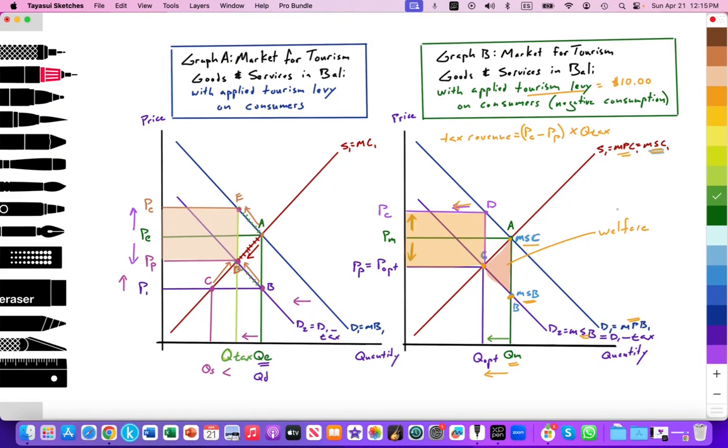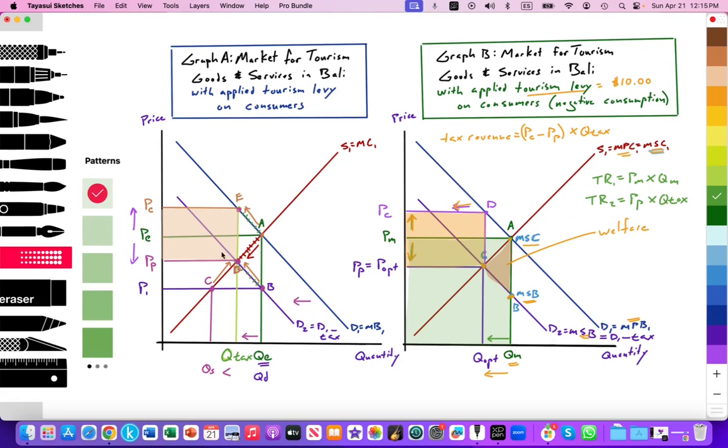As mentioned before, total revenue for firms is reduced. We can mention that in our evaluation. Total revenue initially was PM times QM, but then it is reduced to total revenue 2, which equals to the price received by the producer, multiply it by the reduced quantity of tax. And we can visualize that for a moment. The original quantity or total revenue was this rectangular area here. And then it is reduced to this rectangular area here.